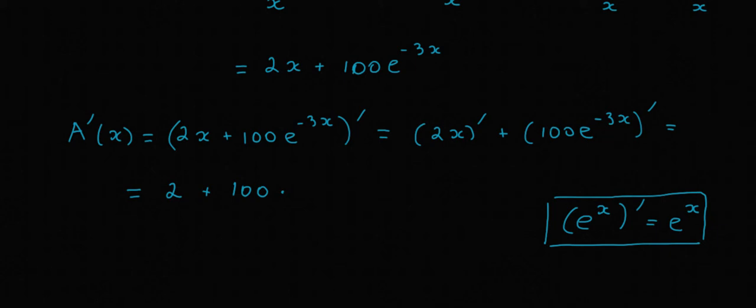The function that we actually need to differentiate here is not e to the power x, it's e to the power negative 3x. To get that function from e to the power x, we would have to replace x with negative 3x. And every time we do a substitution like that in the formula for a derivative, we need to use the chain rule.